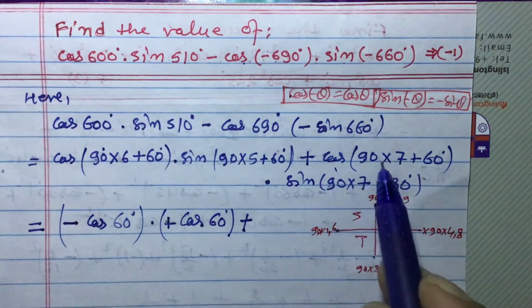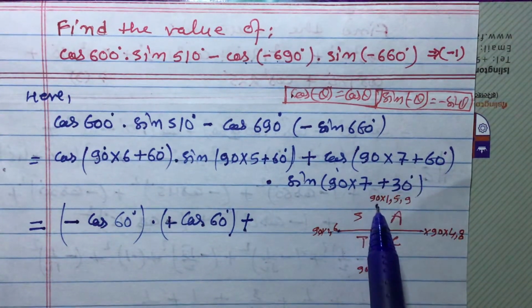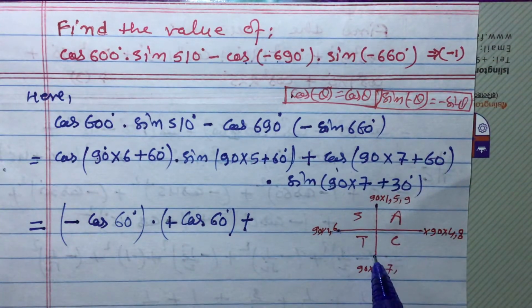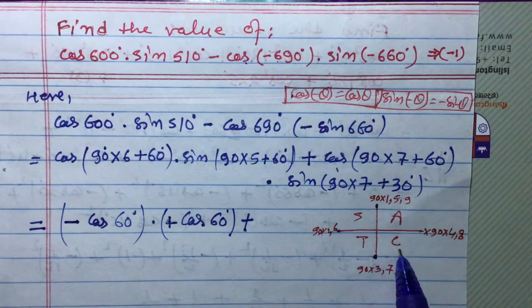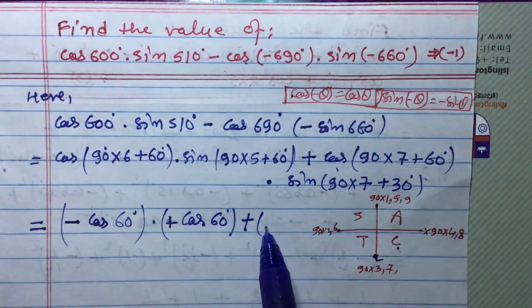Now cos 90 times 7 plus 60. Now where will I see this 7? 90 times 1, 2, 3, 4, 5, 6, 7 here. 90 times 7 here. Plus 60 means this side. Plus 60 means this side, fourth quadrant. In the fourth quadrant, cos is positive. So minus, no need to put, cos only.